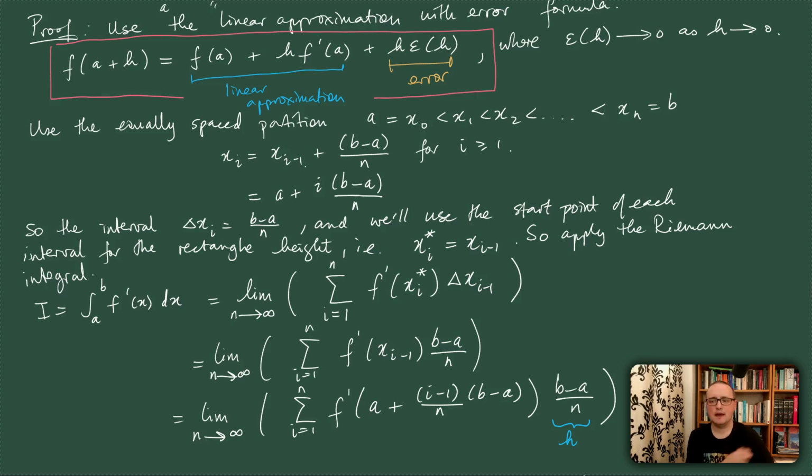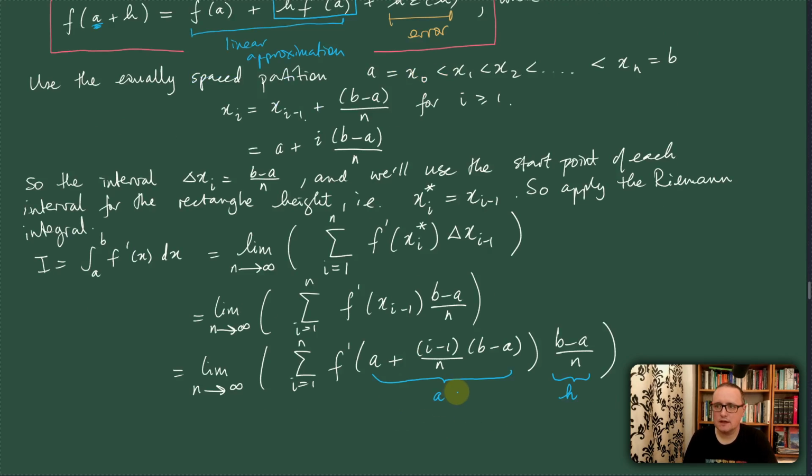quantity h. And I'm going to think of all this quantity here as a. Okay, I know it's not necessarily the same a as this, but this is going to be this a that's appearing up here, the base point in the linear approximation with error result. So what we're looking at here is an instance of this term here, right? Because I have the increment h multiplied by the evaluation of the derivative of f at this base point here. So the base point here is actually xi minus 1.